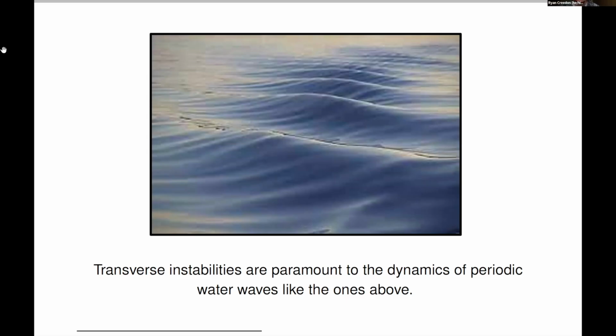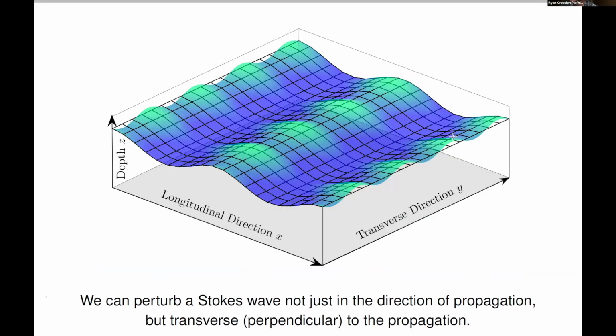You can see in this picture here, which I've shamelessly stolen from a talk that Mariana Haragus gave at ICERM a couple of years back, but I think it illustrates the importance of interesting things happening in the direction transverse to these periodic water waves. It's very clear here that there is some sort of structure to these wave profiles in the direction perpendicular to the direction in which the waves are propagating. And so that's what we really want to explore today.